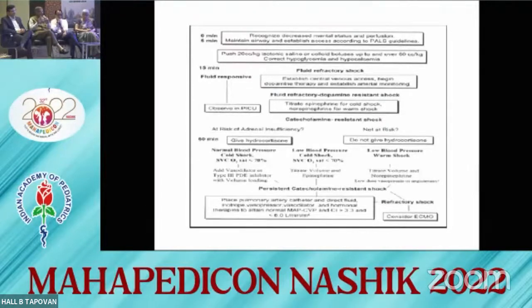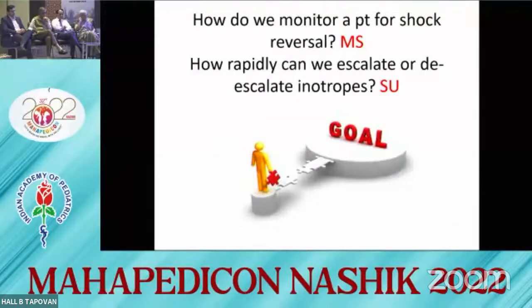So we should look at the goals we started with. We had poor perfusion, so look for perfusion indices clinically as well as lab-wise. Look for improvement in urine output, sensorium, and peripheral perfusion. Look for organ perfusion, as rightly said by Sir. Look at lactate.